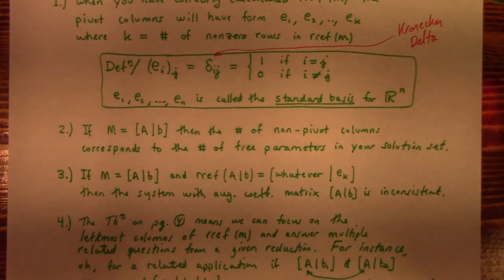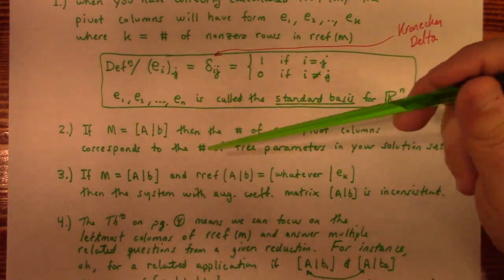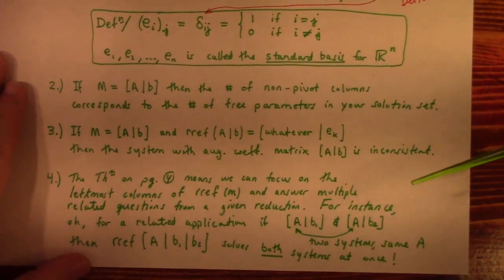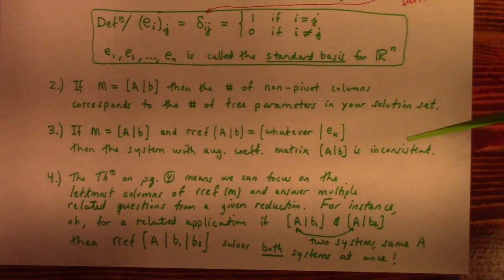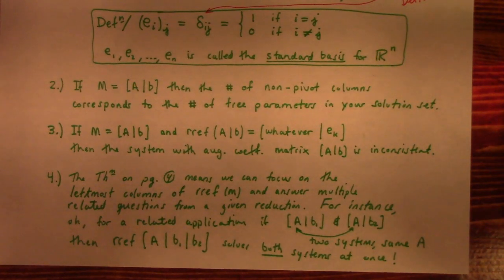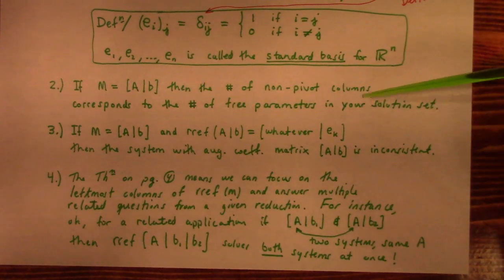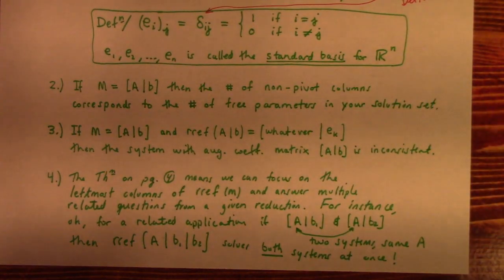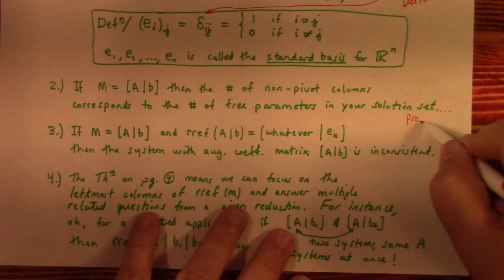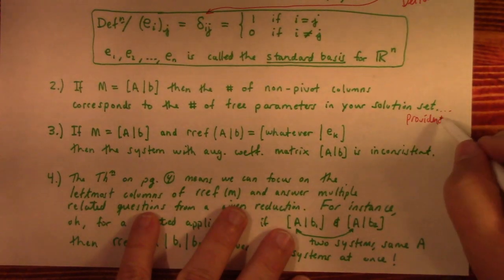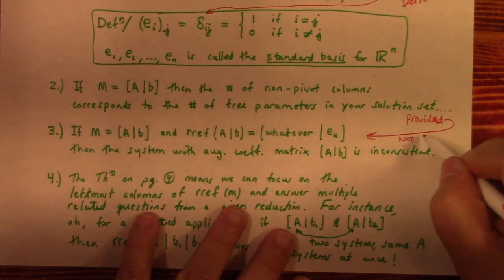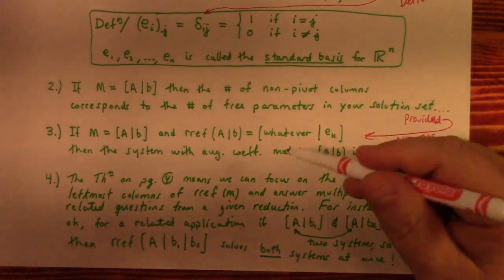Now, if it's your augmented coefficient matrix, then the number of non-pivot columns corresponds to the number of free parameters in your solution set. In other words, let's see here, however, this is assuming it's consistent. I should say provided this doesn't happen down here, right?